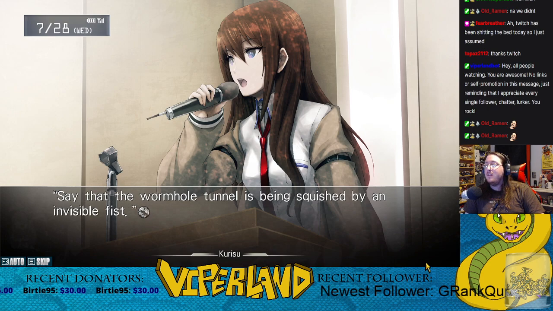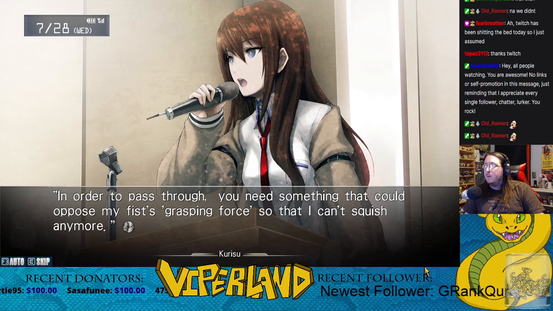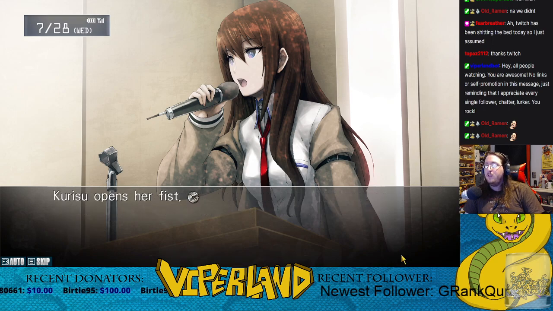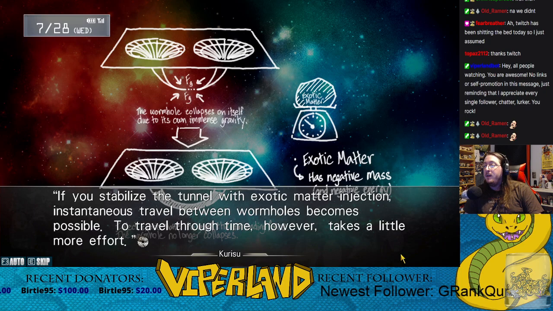Say that the wormhole tunnel is being squished by an invisible fist. In order to pass through, you need something that could oppose my fist's grasping force so that it can't squish anymore. Ryuzu opens her fist. If you stabilize the tunnel with exotic matter injection, instantaneous travel between wormholes becomes possible. To travel through time, however, takes a little more effort. A little more effort than stabilizing something with anti-mass. A little more challenging.